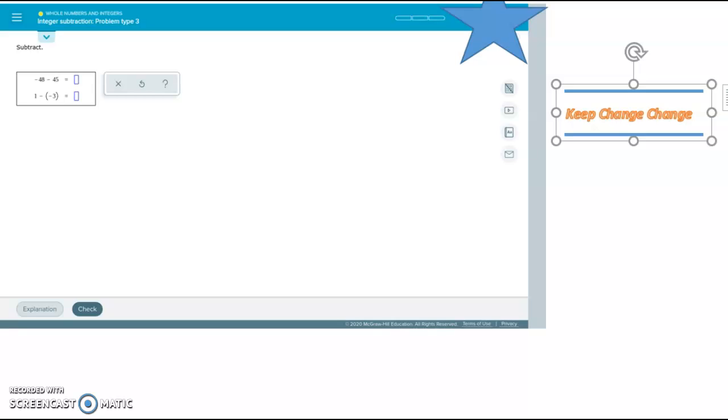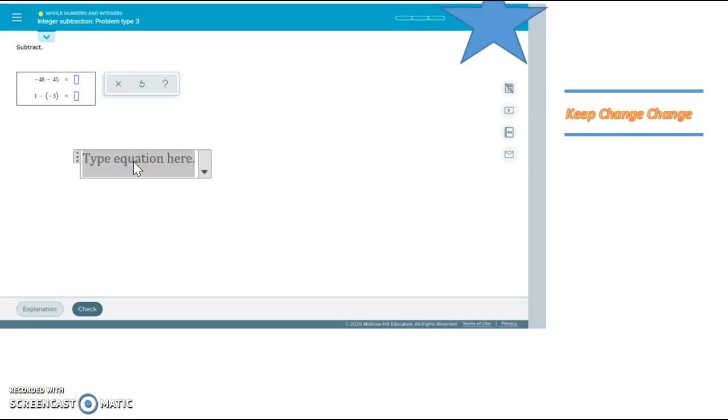So I have a golden rule right here for integer subtractions, where you simply turn the subtraction into an addition problem by doing the keep, change, change rule. You just have to remember this when you have integer subtractions. So let me bring in an equation box.